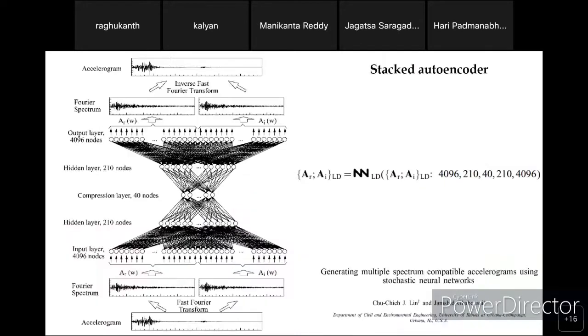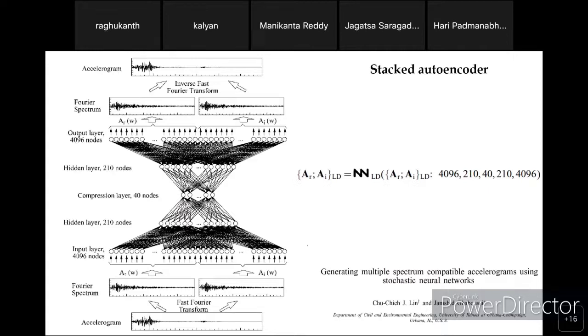So this also we can try. You can see this is an auto encoder, which was done long back, actually in 1999 by one professor in the University of Illinois. He did this long back, but now it has been improvised and people have built on it.